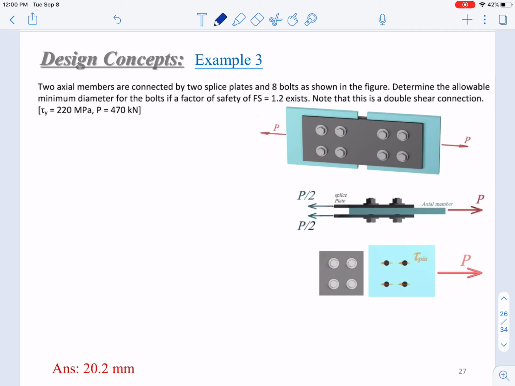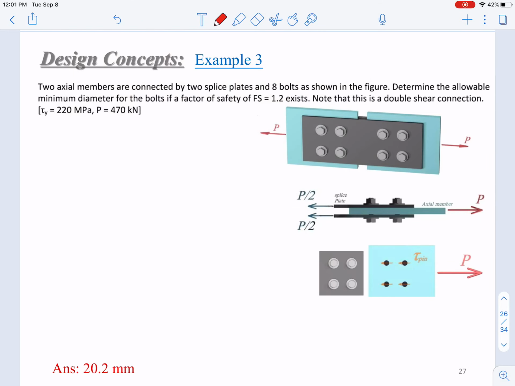Okay, these two axial members are connected by two plates as shown in this figure, and 8 bolts. Double shear, again, this double shear connection. Then determine the allowable minimum diameter of the bolts if a factor of safety is 1.2. And note that this double shear connection and yield stress, load P, have both been given.